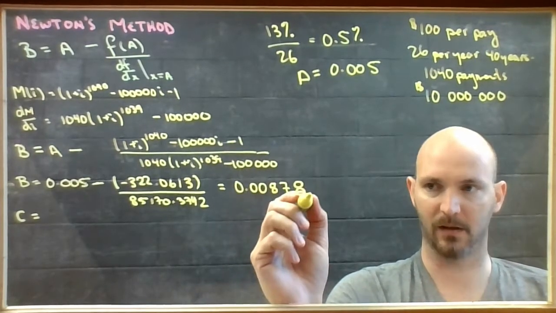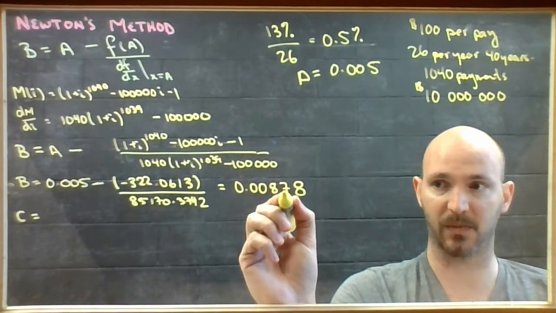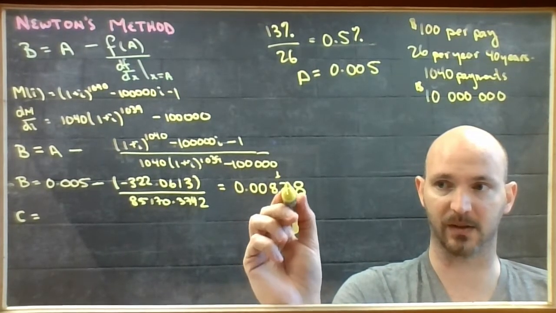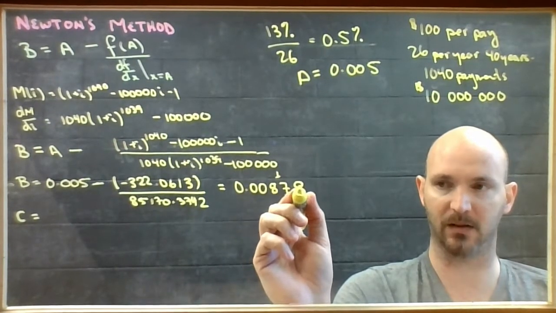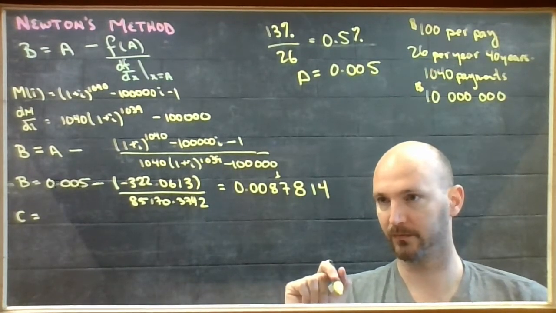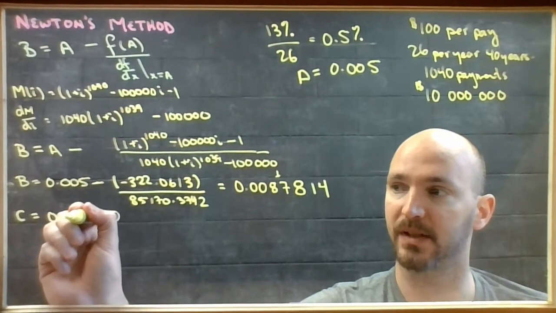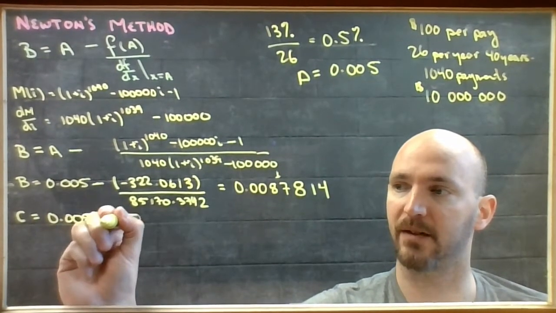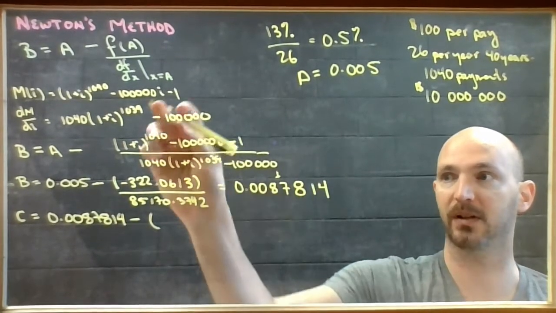Okay. Now, if I were doing scientific notation, that's where my significant digits would start. So I'm going to keep 3 decimals after that. 8.7814. Okay. So my next guess will be 0.00878114. Subtract. I'm going to put this number into the numerator.